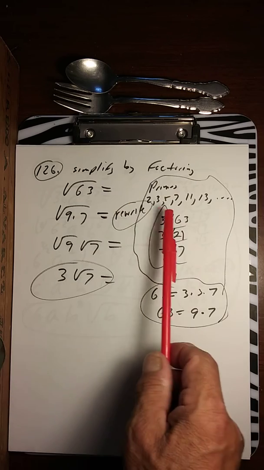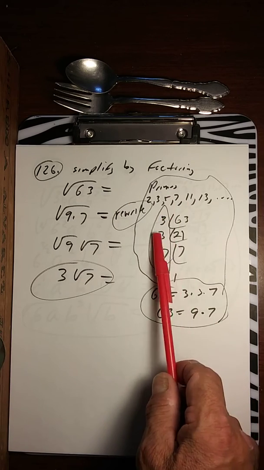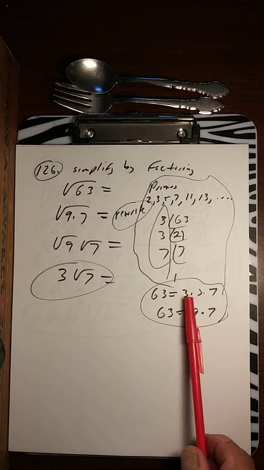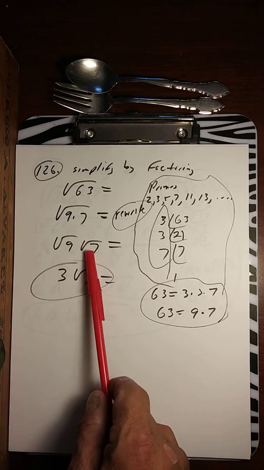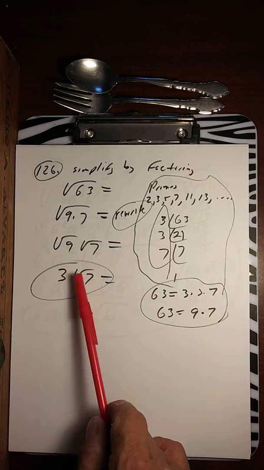Same thing. Break it down. Prime numbers. 3 goes there. 3 goes there. 7. So 63 is 3 times 3 times 7, or 9 times 7. Right, this is 9 times 7, square root of 9, square root of 7, square root of 9, I know that's 3, 3 square root of 7.